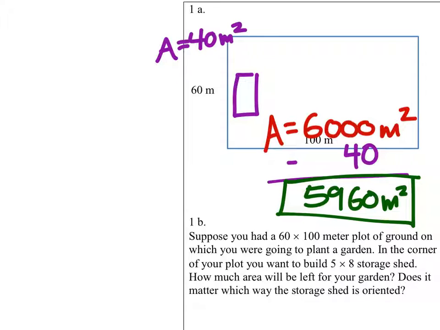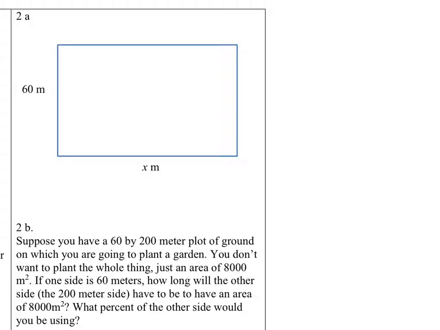All right, let's change things up just a tiny bit on this problem. So now we're on 2A. This is pretty much the same rectangle, and if I wanted to find the area, what would I do? I would take the length x and multiply it by the width, 60. Bam. So as an expression, I've got 60x in meters squared for my area.